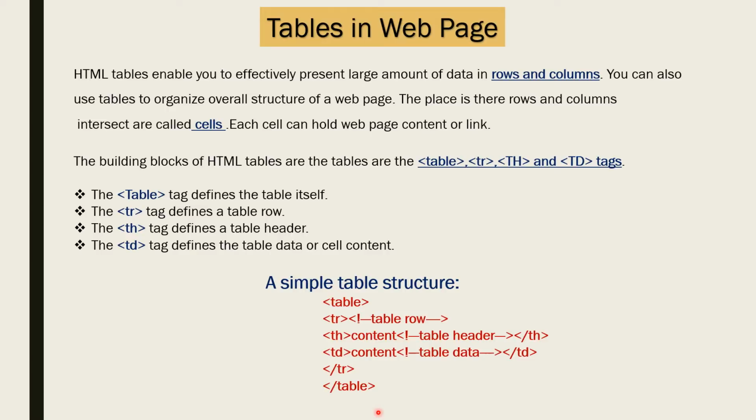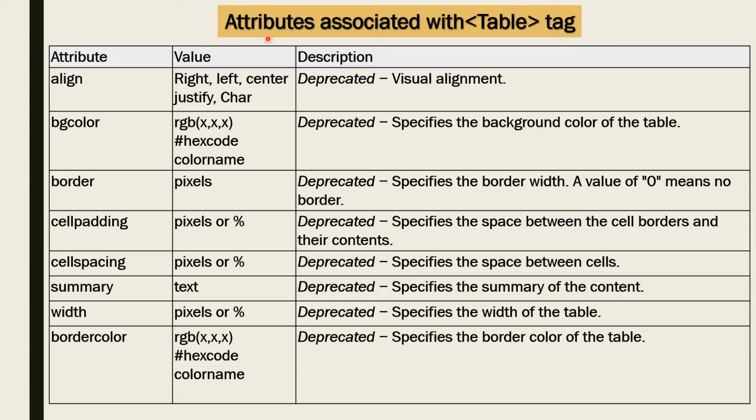When we move further, we will talk about attributes also. Attributes are additional features; they provide additional functions to the tags. So let's see, here we have a few attributes that we will use. First is align. These are the types of alignment: left, right, center, justify and char.